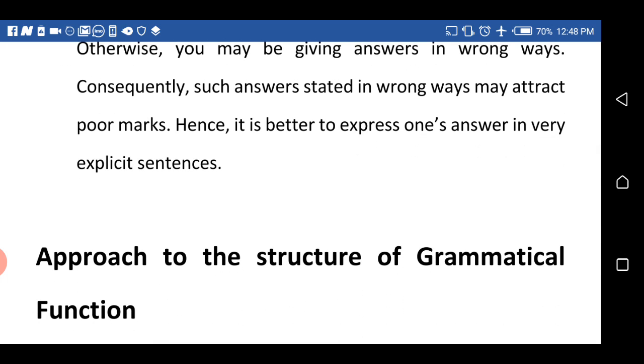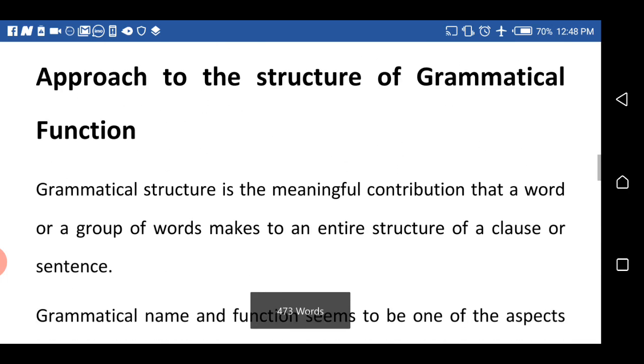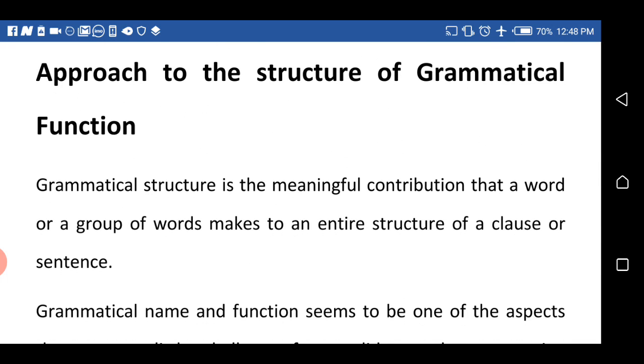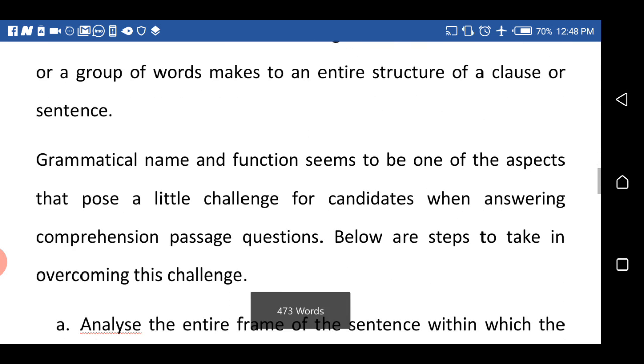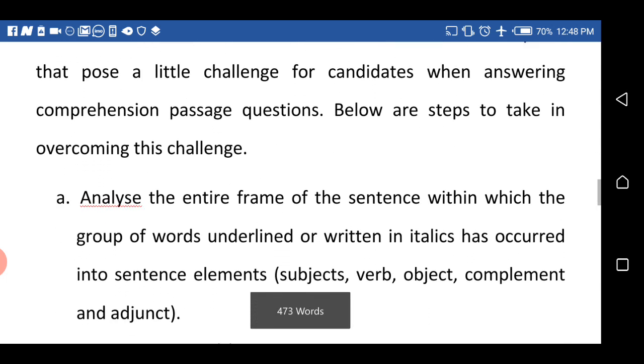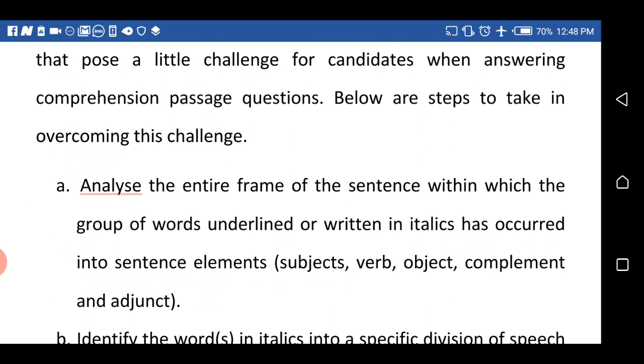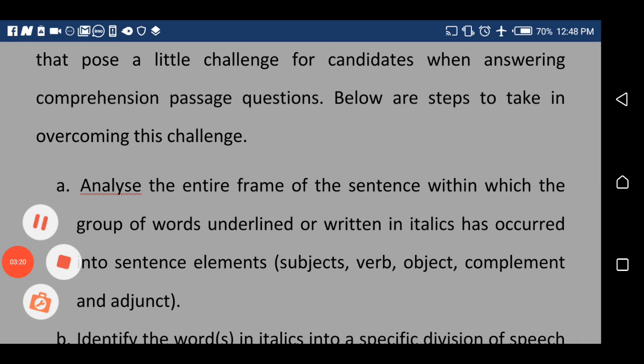Now, approach to grammatical structure and function. Grammatical function is the meaningful contribution that a word or a group of words makes to the entire structure of a clause or sentence. Grammatical name and function seems to be one of the aspects that pose a little challenge for candidates when answering comprehension passage questions. Below are steps to take in overcoming this challenge.